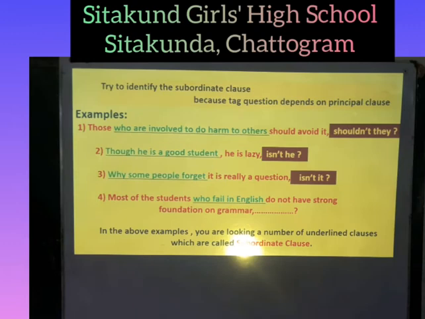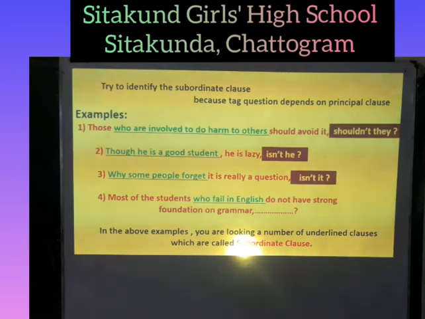And you are looking example 4. Most of the students who fail in English, who fail in English is underlined here, and this underlined clause is called subordinate clause. Besides, this clause starts with who. Who is a subordinator. So for this subordinator who fail in English is called subordinate clause. So you have to write a tag question on depending principal clause.